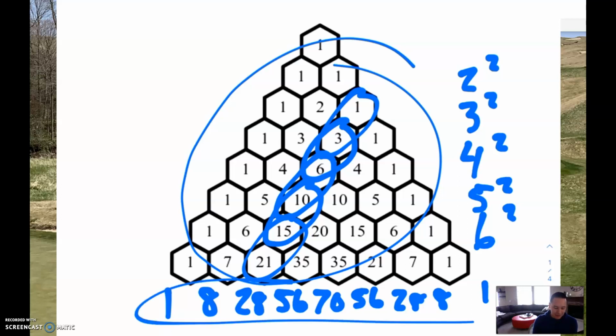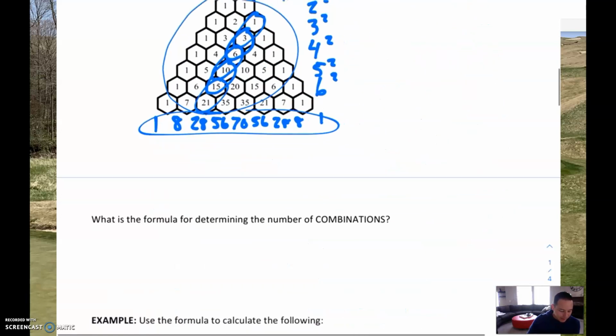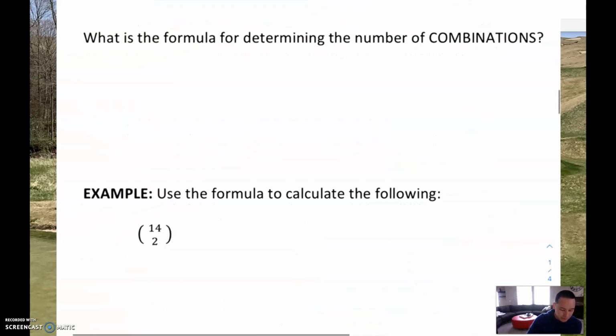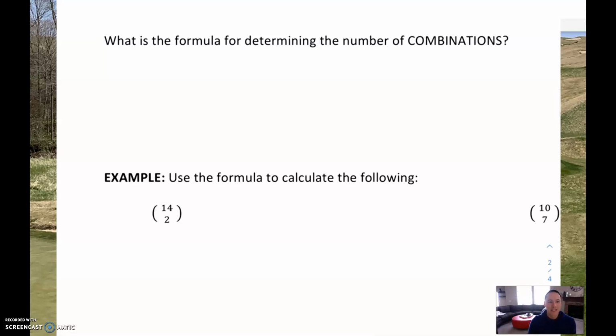I want you to make sure you know how to generate a row in Pascal's triangle. So there's that. Now let's go on to a formula for determining the number of combinations.